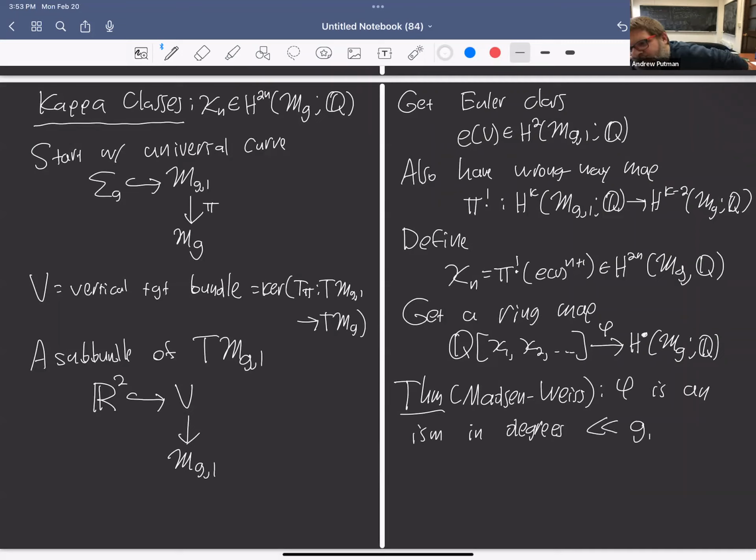So if you fix a degree, like degree 5 cohomology, well, as the genus gets bigger, eventually it becomes the degree 5 part of that polynomial ring, which is of course 0, right? Because I chose 5 to be an odd number and all these classes have even degrees. So these are basically the only cohomology classes that we really understand for M_g.